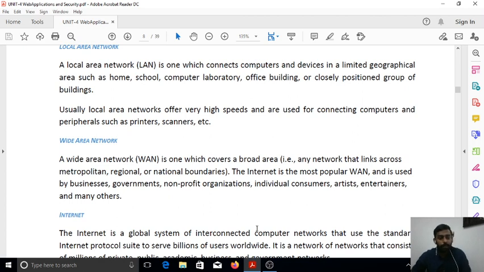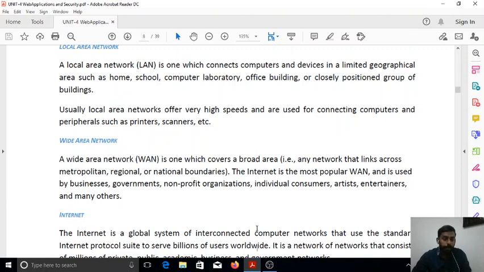So a wide area network is a kind of network that covers a broad area. Maybe it crosses metropolitan, regional, or national boundaries. It spans over an entire continent. That's why the internet is considered the most popular WAN. The biggest WAN in the world is the internet, and it may be used by all kinds of institutions.